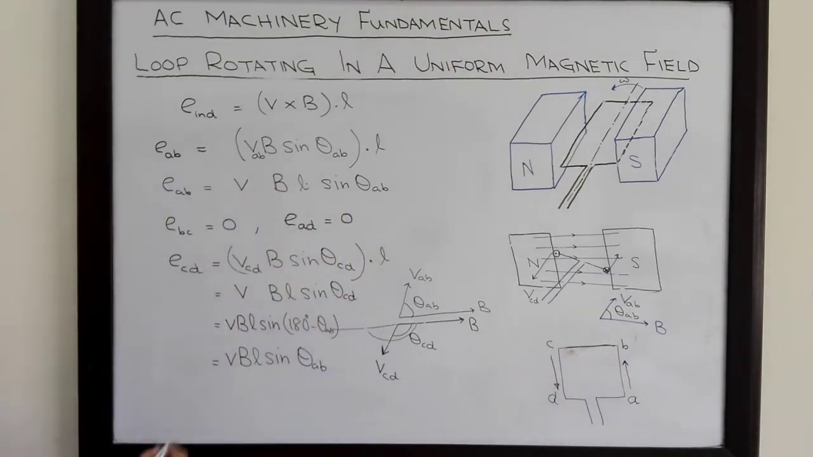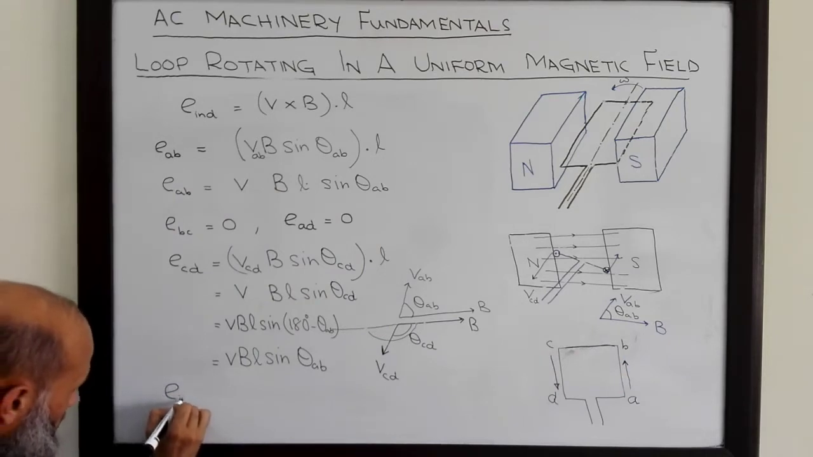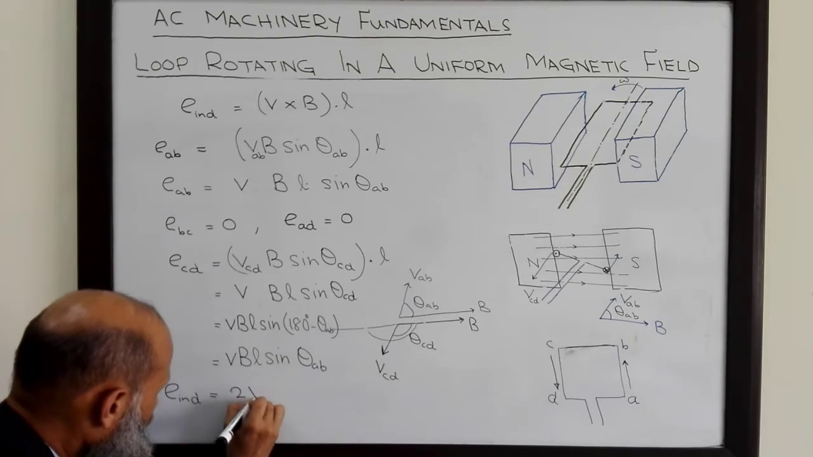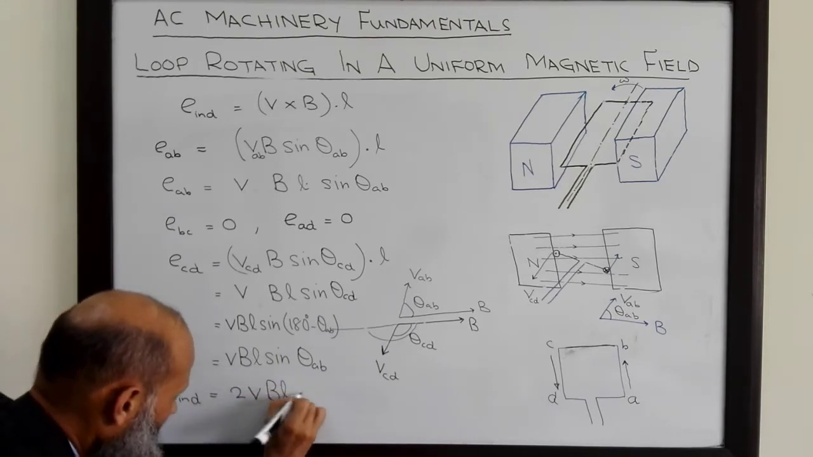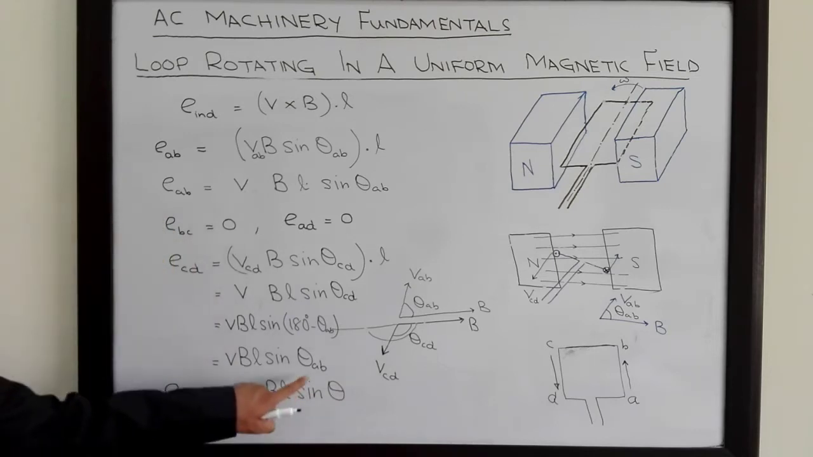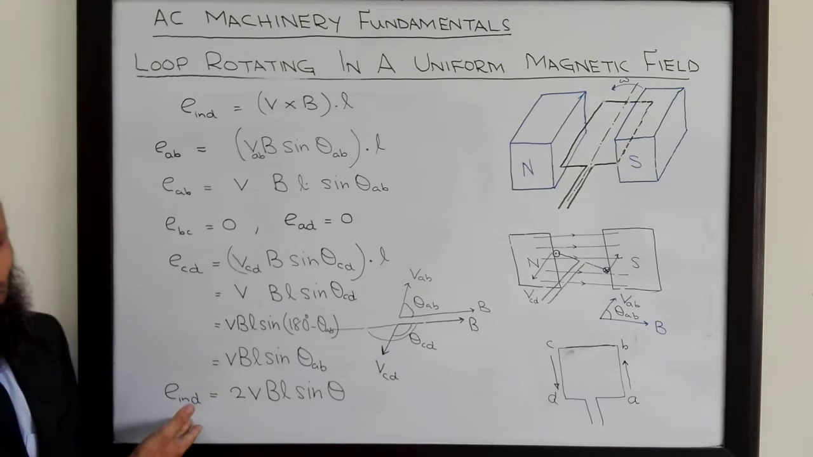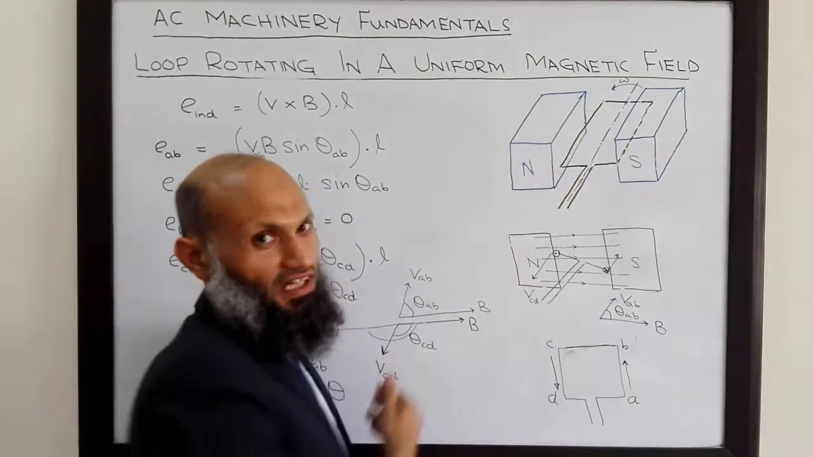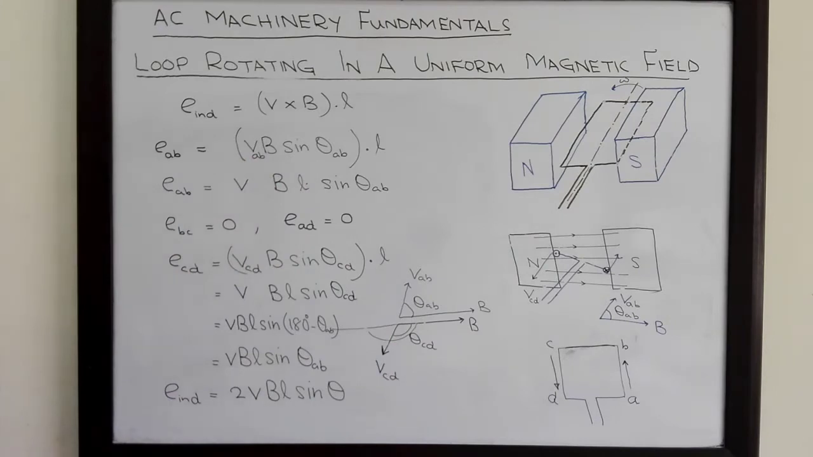Hence, the total voltage induced in this coil is equal to 2VBL sin theta. We can even omit this subscript AB. So this is the expression for voltage induced in a coil rotating in a uniform magnetic field.